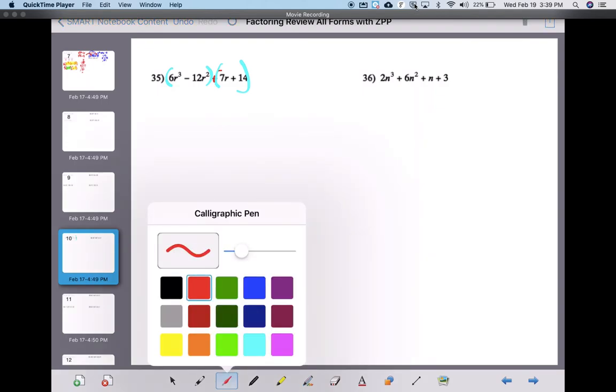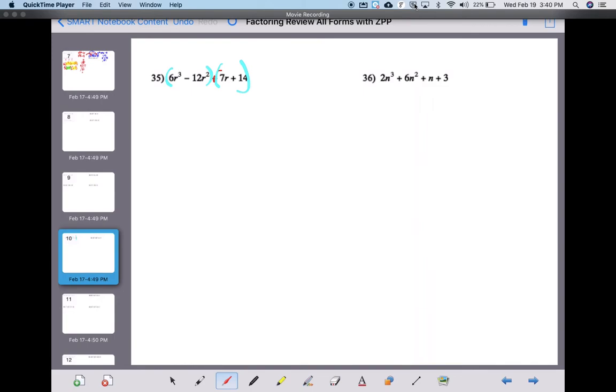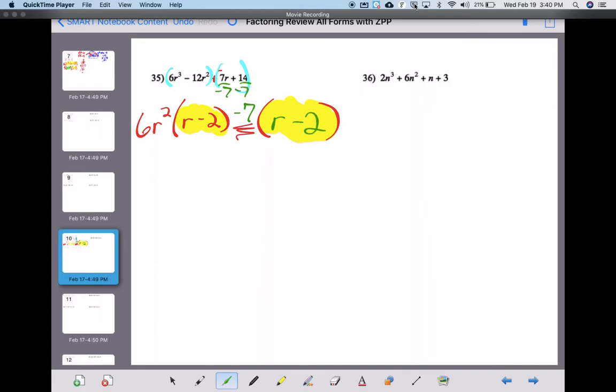So let's take the GCF of the first two terms. You can factor out a 6 and an r squared, and you're left with r minus 2. Now you have to take something out of the second one. If you say there's nothing I can factor out, you need to factor out a 1. Here, though, you can factor out a 7, but remember, you want these parentheses to be exactly the same. So I need an r minus 2 in there, and to get that, I need to factor out a negative 7, because that leaves me with a positive r and a negative 2 in there, which matches the other one.